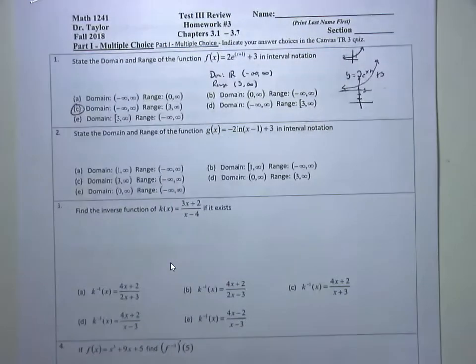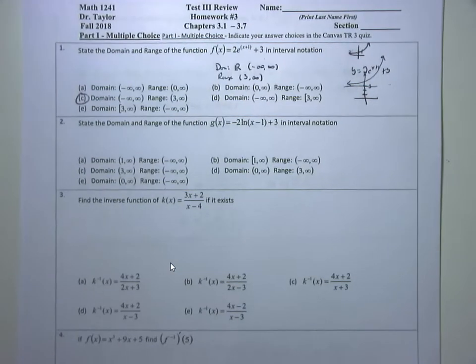Does that make sense? And this is all college algebra review stuff you should have learned in high school. It's the review section. That being said, similar question here, state the domain and range of the logarithmic graph. g of x equals negative 2 natural log of x minus 1 plus 3.